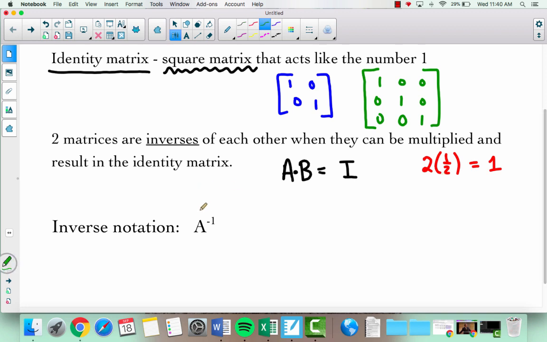The notation that we use for the inverse is written here at the bottom. It's A to the power of -1. So A represents the name of the matrix, and then -1 is always in the exponent. So we always want to use capital letters when naming our matrices, and just know that it won't always be A, it's whatever the letter is for the matrix.